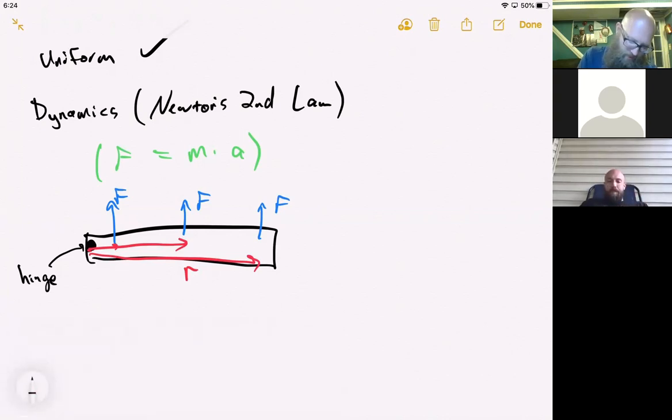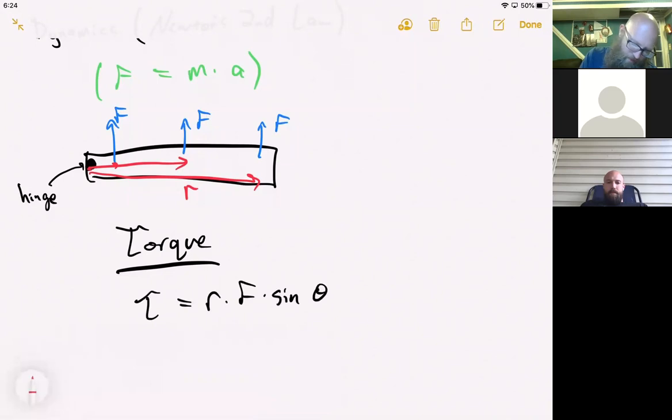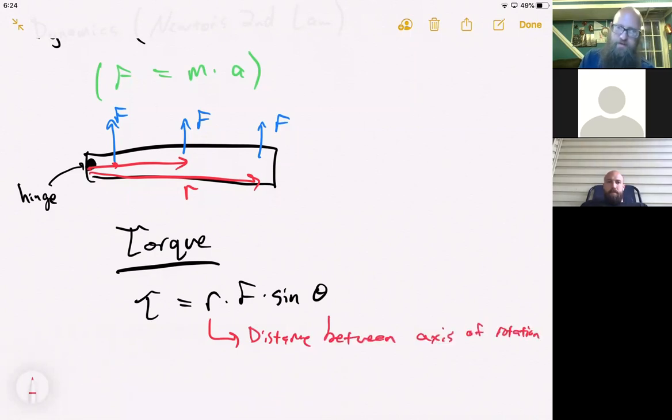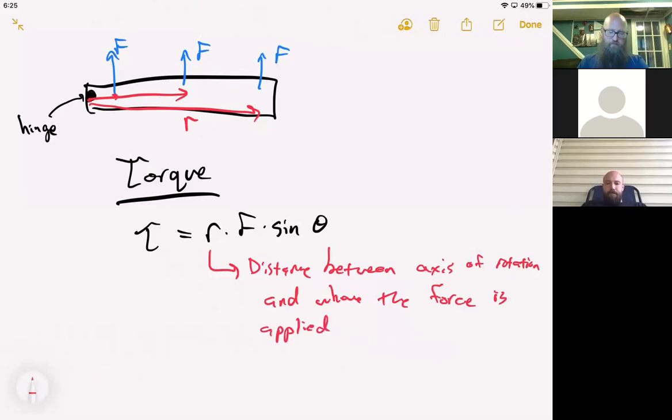So we capture these two things in this idea of torque, which is kind of like a rotational force. Right, it's not exactly a force. It's torque, right? So tau equals r times f times sine theta. F is clearly the force. R is the distance between the axis of rotation, right? In this case, it's the hinge. It's the thing that things are rotating around. The distance between the axis of rotation and where the force is applied. And I've been teaching this for years, and I cannot think of a more succinct way to say that. Really, it's the vector that connects the axis of rotation to the point of force application.